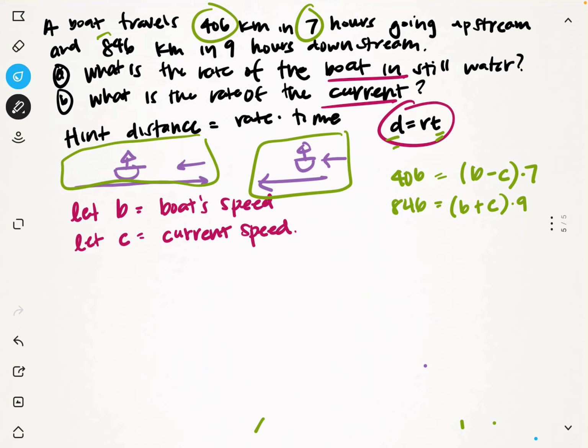Now let's clean this up a little. Let's go ahead and distribute before we start solving. So 406 equals 7b minus 7c. And then 846 is equal to 9b minus 9c. If we have to solve this using substitution, it'd be hard because we don't have just a b or just a c in here. So let's go ahead and do it by elimination.